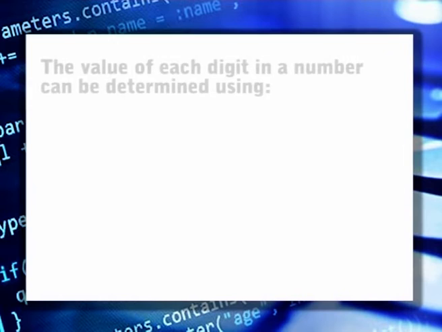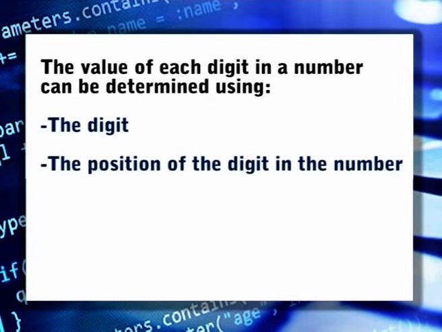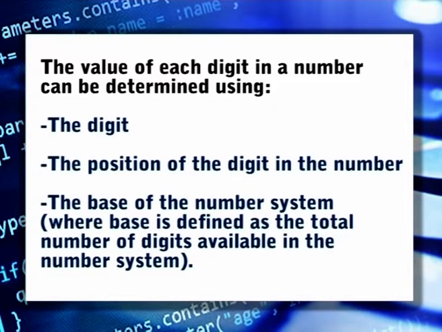When we type some letters or words, the computer translates them into numbers, as computers can understand only numbers. A computer can understand positional number system where there are only a few symbols called digits, and these symbols represent different values depending on the position they occupy in the number. The value of each digit in a number can be determined using: number 1, the digit; number 2, the position of the digit in the number; and number 3, the base of the number system, where base is defined as the total number of digits available in the number system.